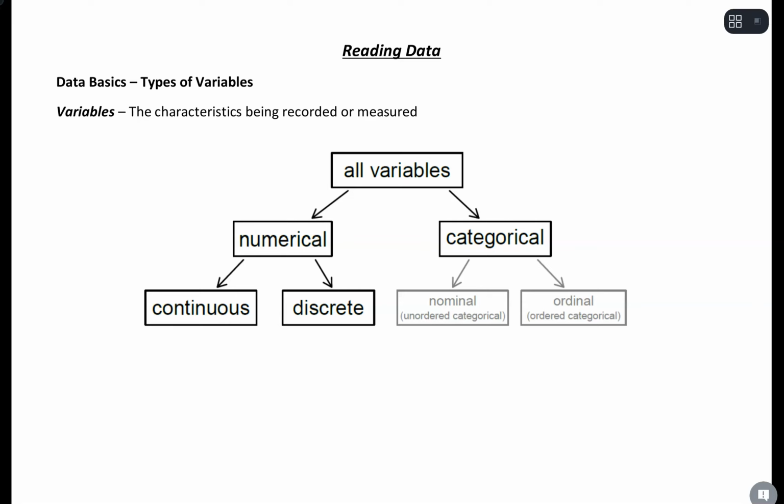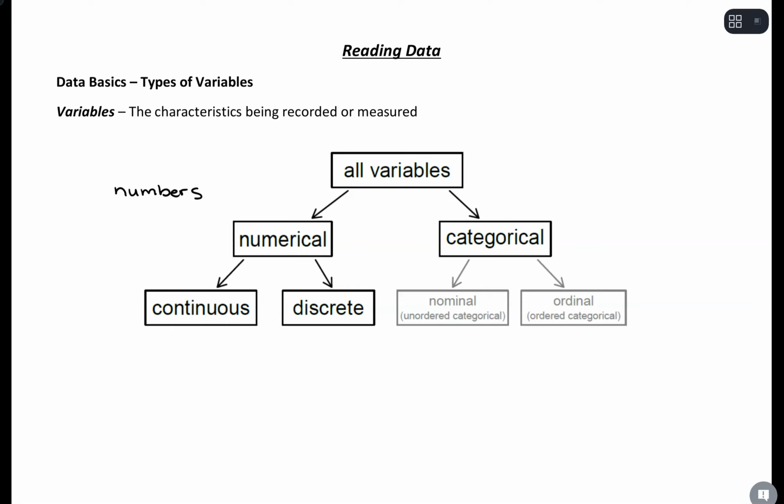So now let's talk about reading the data and specifically some vocabulary that goes with how data is organized. So first let's talk about variables. So the variables are the characteristics being recorded or measured. So if we have all variables, this can split into two branches. There are numerical variables and categorical variables. So numerical, as you can imagine, that's when we see numbers coming through.